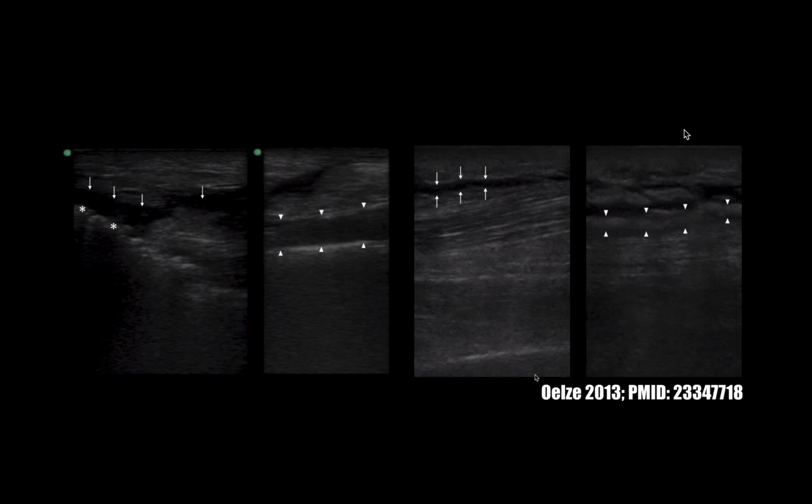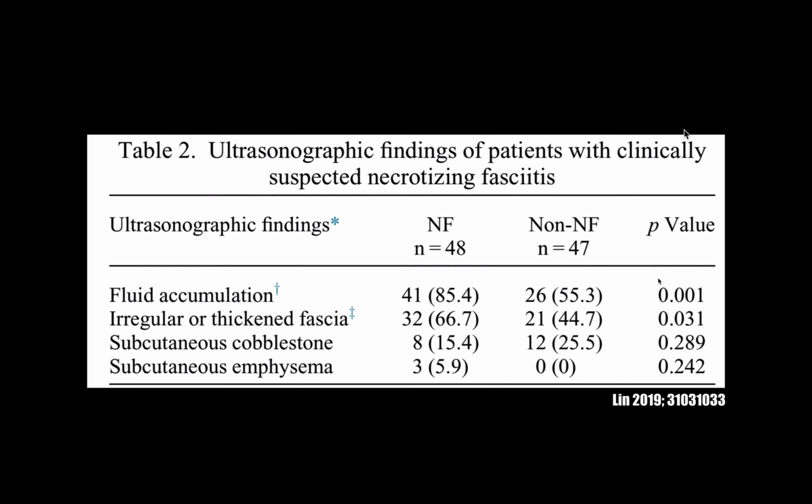This study was a retrospective review of 95 patients, 48 with necfash and 47 with non-necfash or regular cellulitis. And they found that the biggest differentiator was actually this fluid accumulation. This had the best predictive value for figuring out if it was cellulitis or necfash.